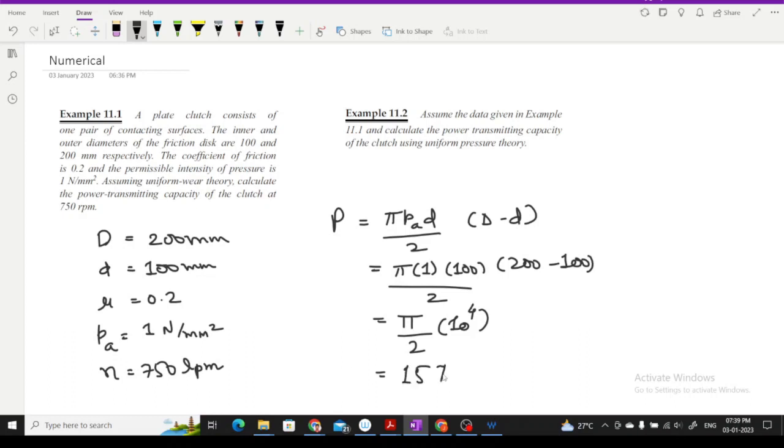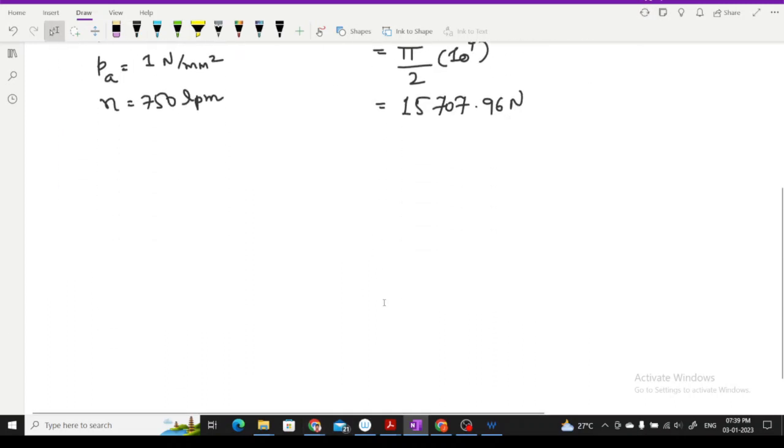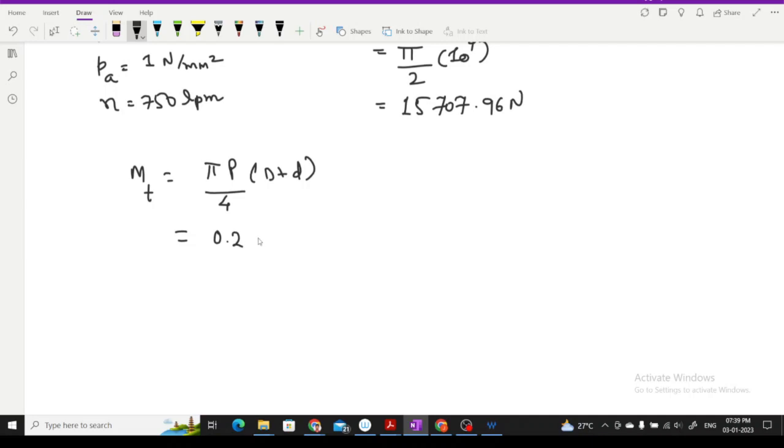15.7. Yeah, it will be around 7.96 Newton. Is it correct? Yes, sir. So once you get this force, then you can go for that torque. We have written the torque in terms of this force, if you remember: pi p by 4 into d plus t. So this 0.2 into 7.96 by 4 into 200 plus 100. So this will give you the answer.